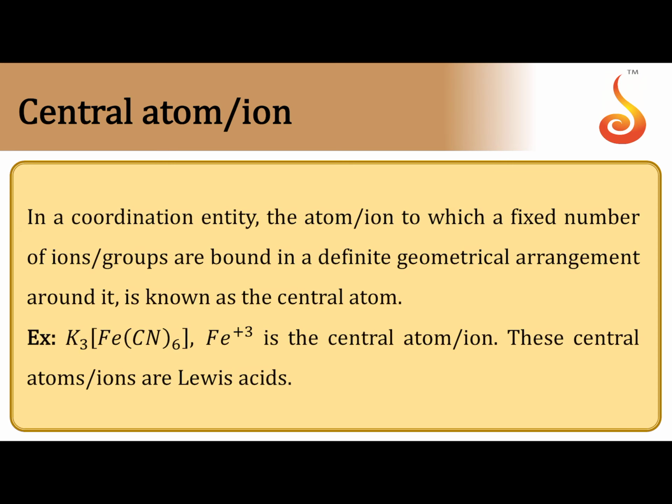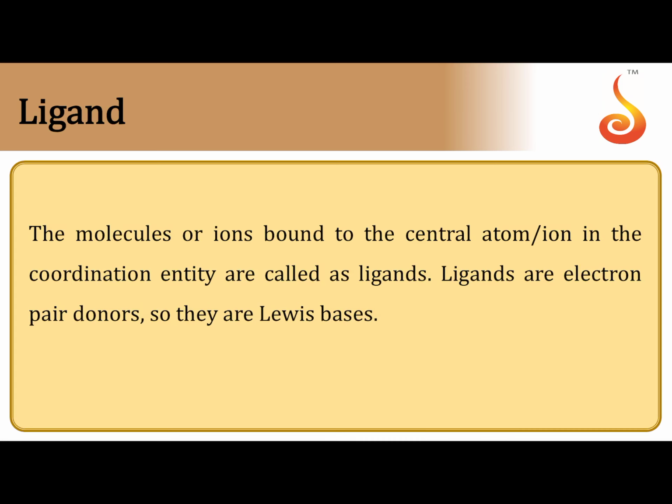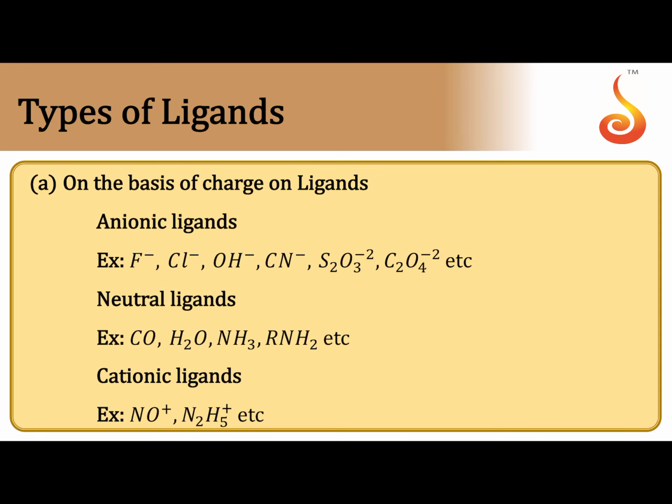Central atom: the metal atom, generally a d-block metal, or ion present at the center of the complex is called the central metal atom or ion. For example, in potassium ferricyanide, Fe3+ is the central metal ion. In nickel tetracarbonyl, the central metal atom is nickel. A ligand is a molecule or ion which has at least one lone pair and forms a dative bond with the central metal atom of the complex. Since it is an electron pair donor, it is also a Lewis base.